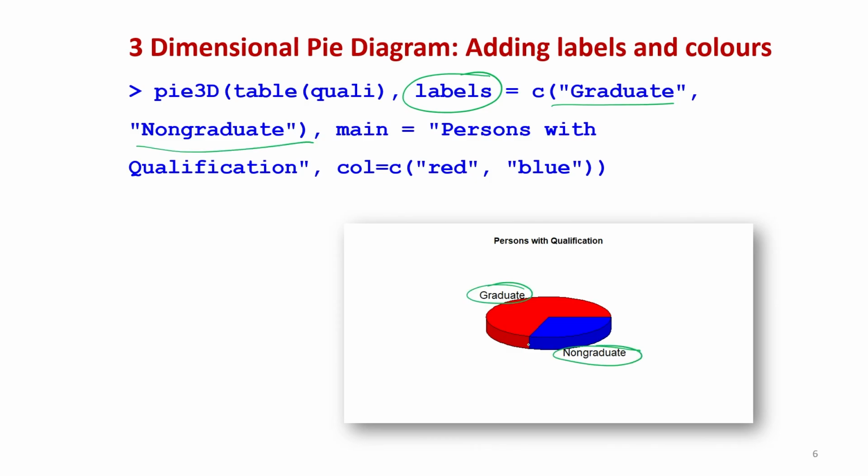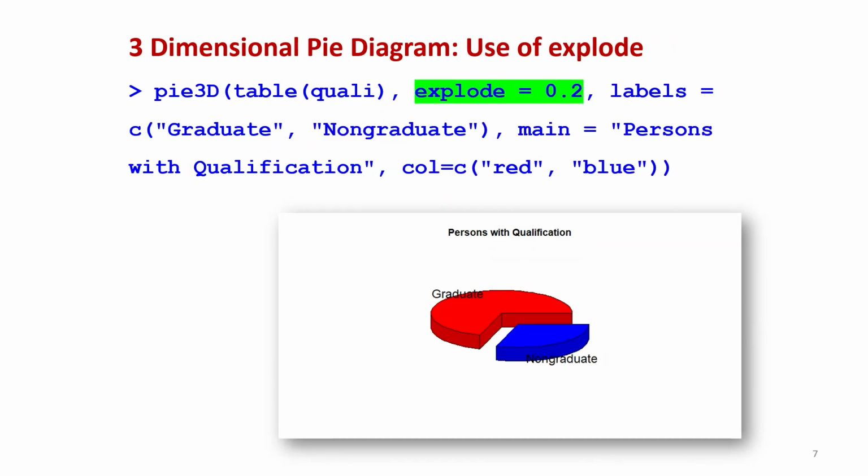And if I want to give the title here, you can use the command main. And in case you want to change the color, for example, I want to make it red and blue, I can use the command COL, and I can create this three-dimensional pie diagram.